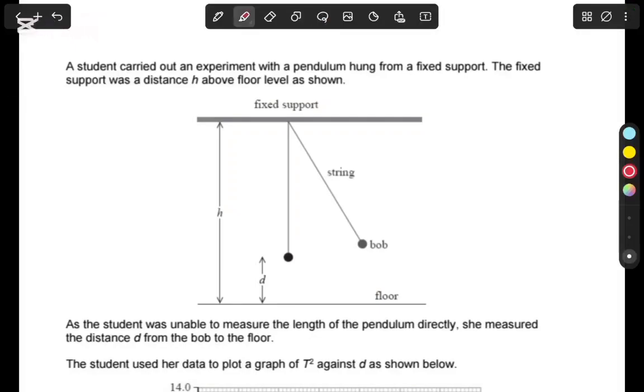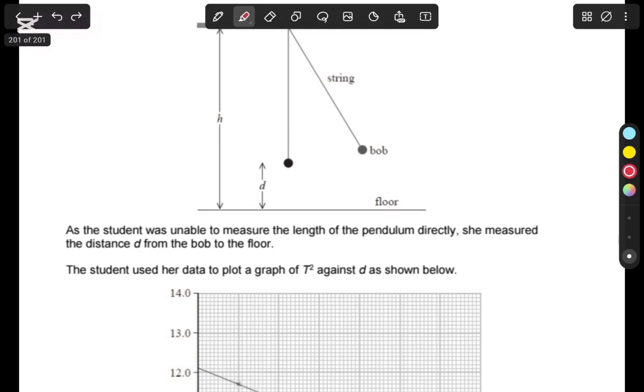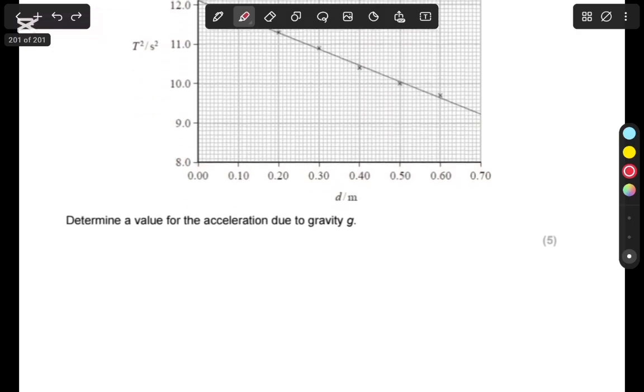In this video, we'll be solving a question on oscillations. A student carried out an experiment with a pendulum hung from a fixed support. The fixed support was a distance h above floor level as shown. As the student was unable to measure the length L of the pendulum directly, she measured the distance t of the bob to the floor. She then used the data to plot a graph of t squared against t as shown below. Determine a value for the acceleration due to gravity.